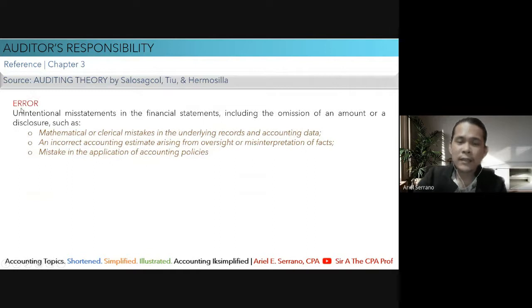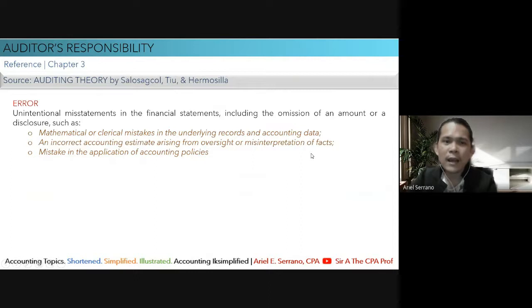Okay? Kaya nga, by definition, pag sinabi nating error, unintentional misstatements in the financial statements. Okay? Hindi sadya. Including the omission of an amount or a disclosure, kagaya ng mga sumusunod. Mathematical or clerical mistakes. Nagkamali ka. Sa pagmamadali mo, kulang ka sa tulog, nag-encode ka, nagre-record ka, nagkaroon ka ng mga transpositional or transplacement errors. Mathematical or clerical mistakes yun. Okay? O kaya naman, an incorrect accounting estimate arising from oversight or misinterpretation of facts.